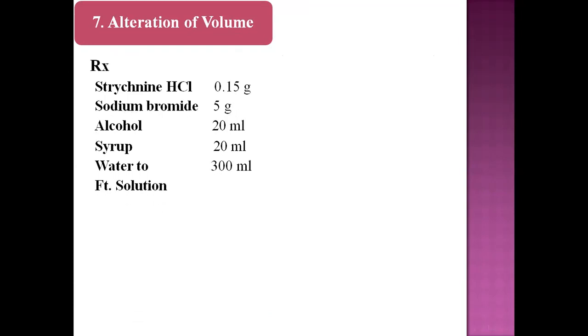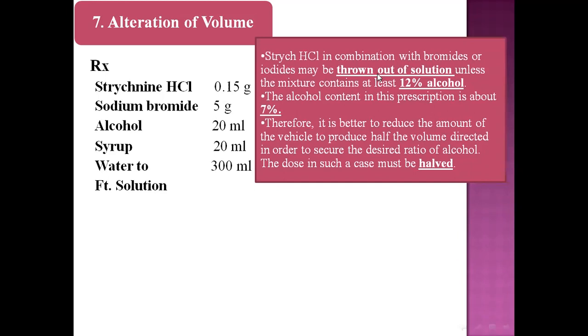Another way is alteration of the volume. For example, strychnine HCl 0.15 grams, sodium bromide 5 grams, alcohol 20 milliliters, syrup 20 milliliters, and water to 300 milliliters, a solution. Strychnine HCl in combination with bromides or iodides, here sodium bromide, may be thrown out of solution unless the mixture contains at least 12% alcohol. The alcohol content in this prescription is 7%. How do I know the alcohol content? It's 20 over 300, which is around 7%.